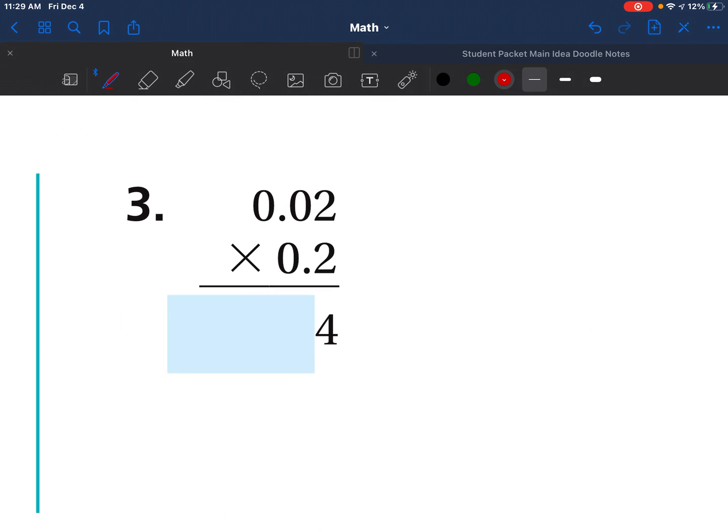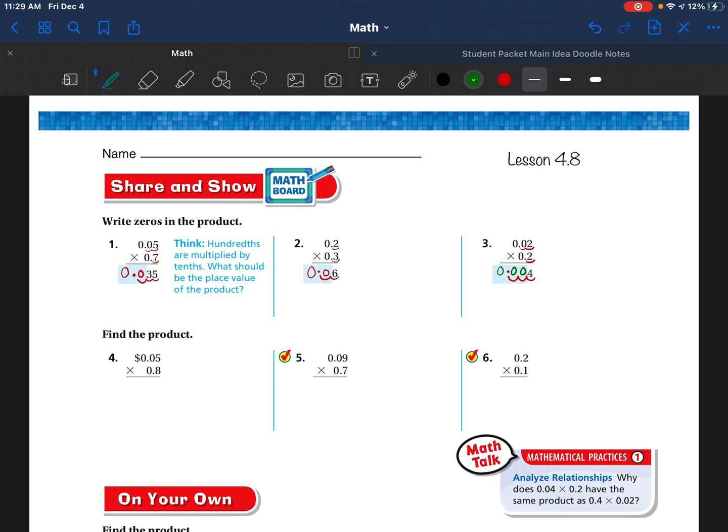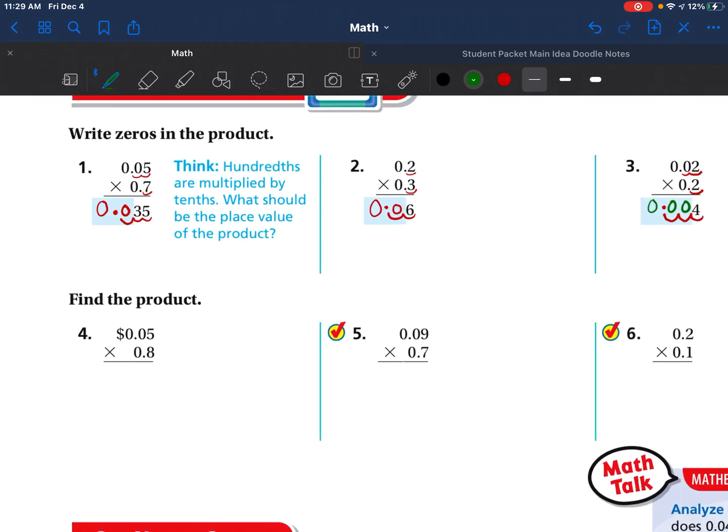Number 3 is a little bit longer. So 2 times 2 is 4. And then I count my decimal places. 1, 2, 3. Place my decimal, fill in my gaps, and there's my answer. So pretty easy, guys.